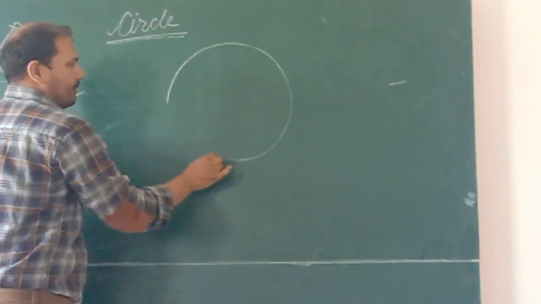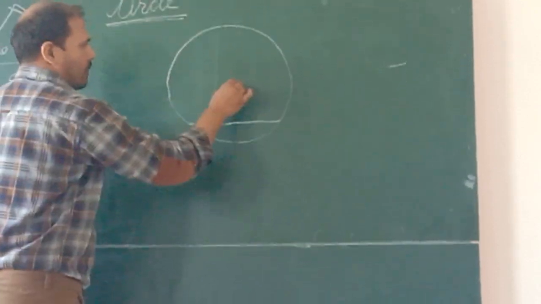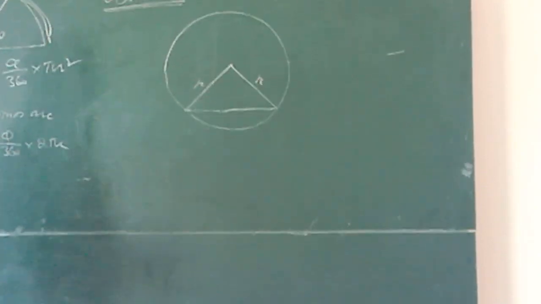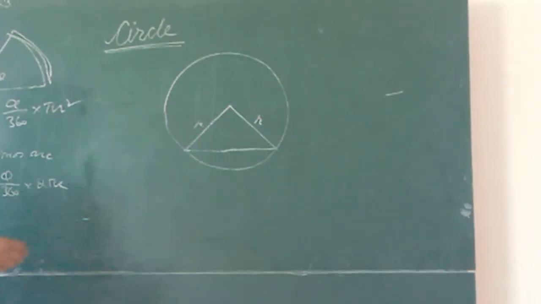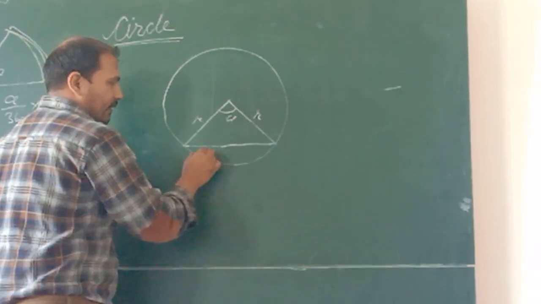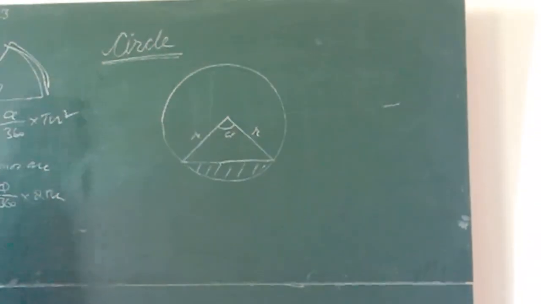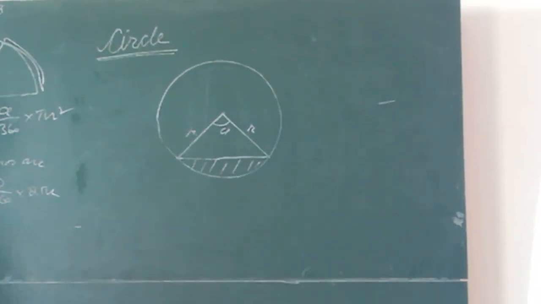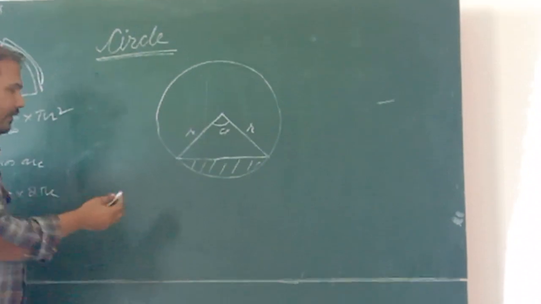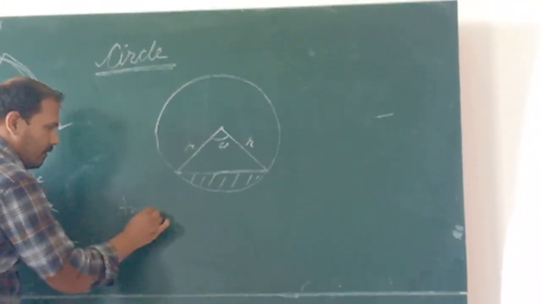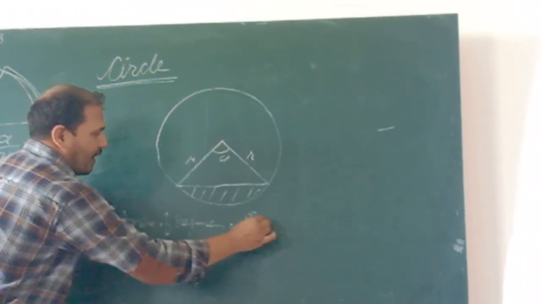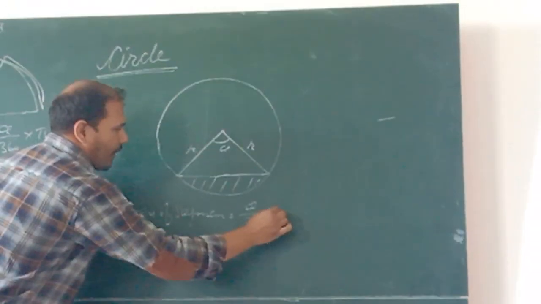Now, how to find the segment of the circle? The area of the segment of a circle. This is the radius, and this is also a radius. The region between the chord and the arc is called the segment. To find the area of the segment, first take theta upon 360 into pi r square.